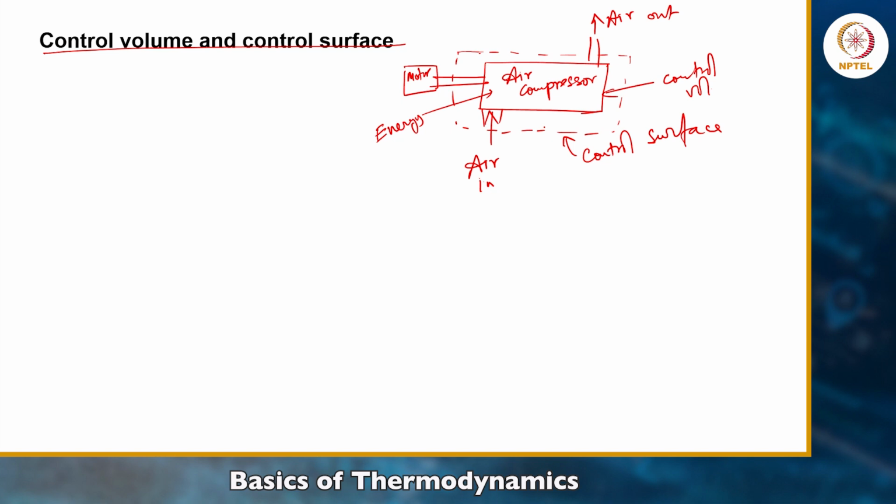So the control volume is a fixed identified region in space through which fluid flows. The boundary of the control volume is called the control surface. Fluid flows through the boundary, which is called the control surface. And the control volume is a fixed identified region in space through which fluid flows.